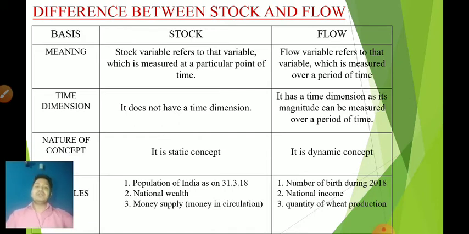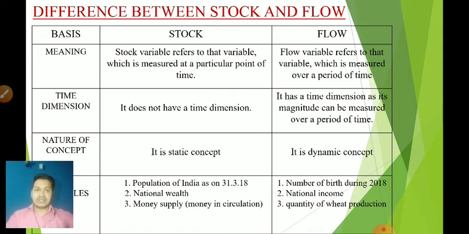The next one is nature of the concept. Stock is a static concept, dear student, and if you talk about flow, it is a dynamic concept. Now there are a few examples of stock and a few examples of flow. If you talk about stock, suppose I wish to ask what is the population of India as on 31st March 2018. So this is a particular point of time.